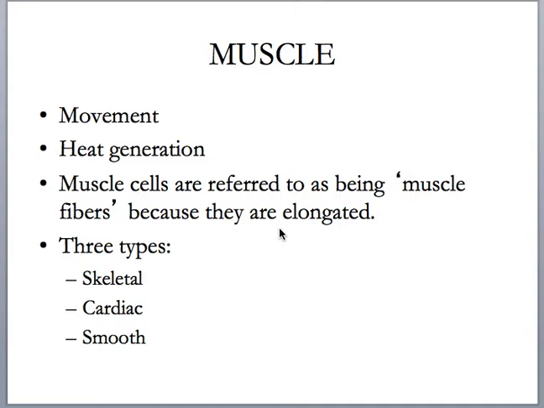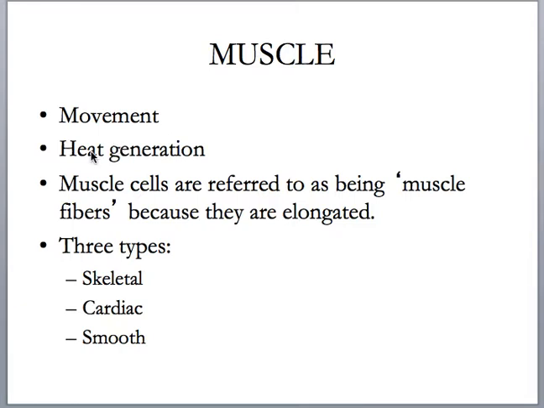We're going to talk about how to identify the three different types of muscle and then our one nervous tissue slide. So, muscle, like when we talked about epithelium and connective tissue, and how those tissues share general characteristics, muscle also share general characteristics. All muscle cells or tissues have the ability to move, so they generate movement.